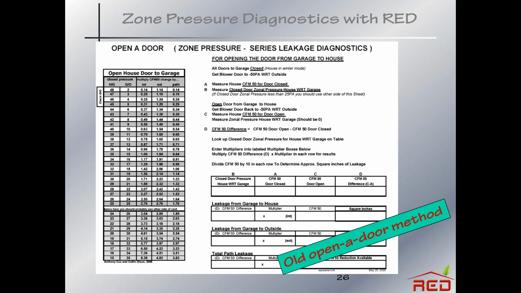And again, there are two sides to this. One is for opening a door from the garage to the house, and the other side is opening the door from the garage to the outdoors. So some of you probably use these charts, and that's just fine. You can continue to use them if they suit your needs.